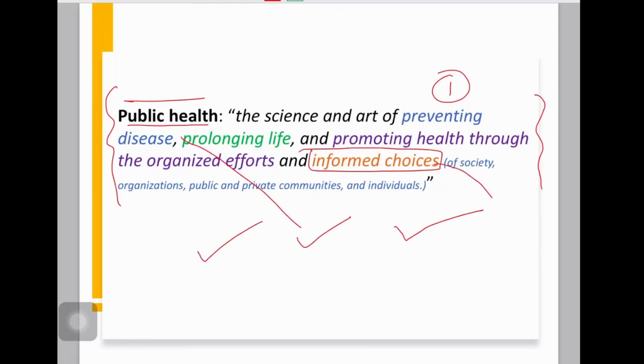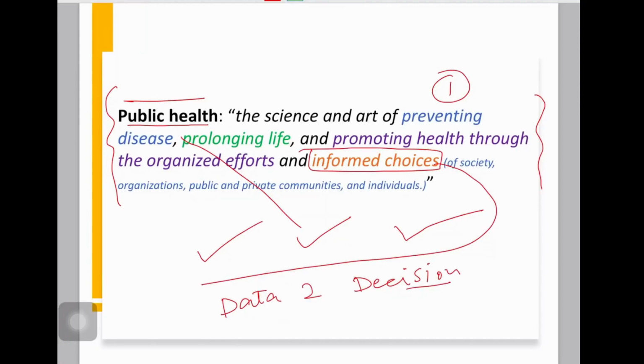How can we make informed choices? Again, remember from data to decision. When we have the right data and right information, as in the five rights of the clinical decision support system from the previous lecture, the right information from the right people is disseminated through the right channel in the right format at the right time, and then people are able to take the right decision.